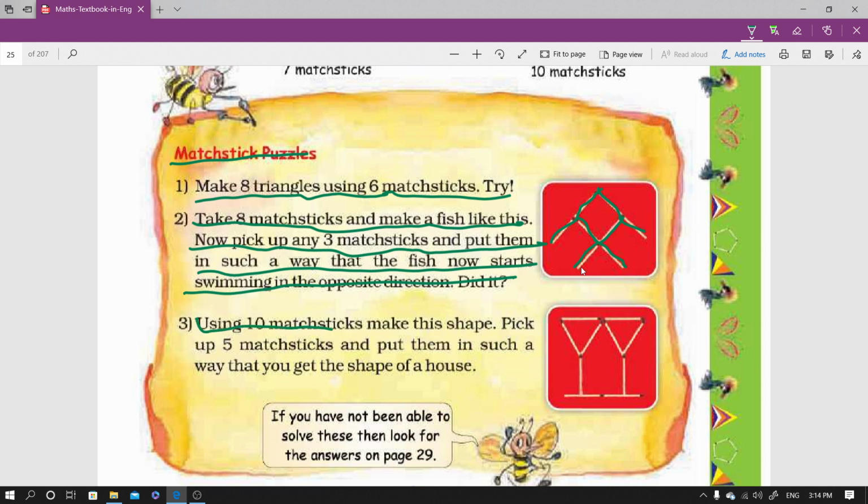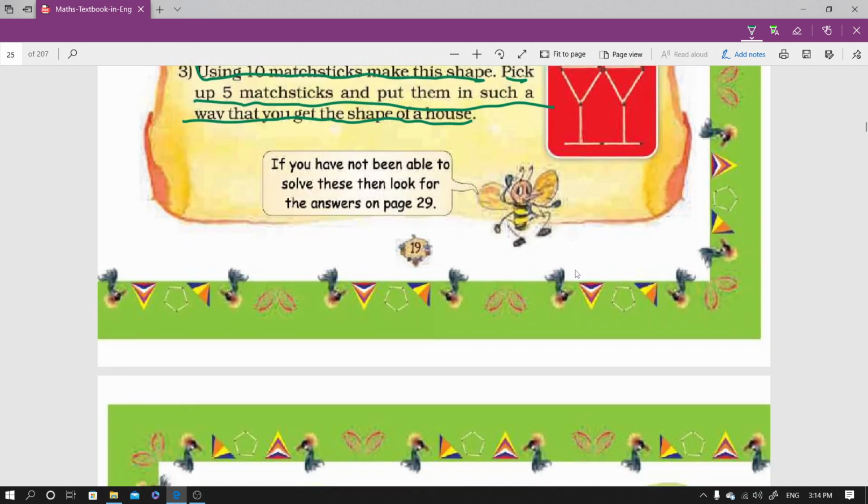Using 10 matchsticks, make the shape. Pick up 5 matchsticks and put them in such a way that you get the shape of a house. If you have not been able to solve this, then look for the answer on page 29.